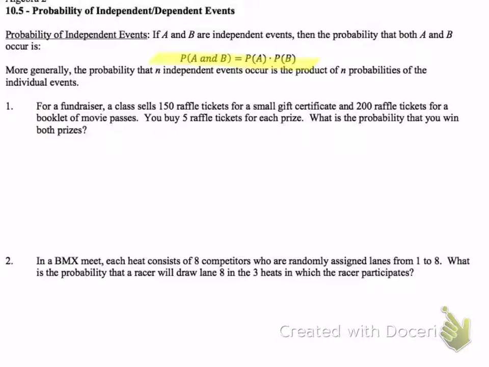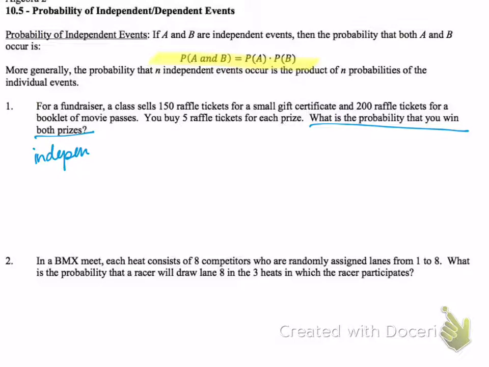So here we have number 1. It says for a fundraiser, a class sells 150 raffle tickets for a small gift certificate, 200 raffle tickets for a booklet of movie passes. You buy 5 raffle tickets for each prize. What is the probability that you win both of them? So would this be independent or dependent? Let's say that they're in separate buckets, these raffles. They'd be independent.